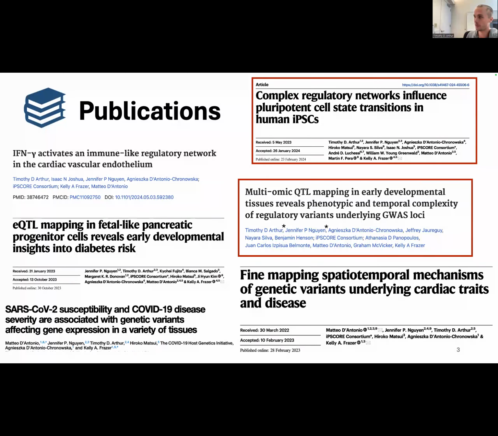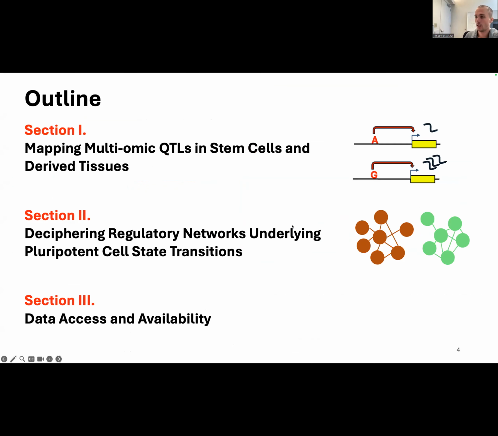iPSCORE has been very fruitful for the Fraser Lab. There have been over 20 publications over the past decade that have arisen from data generated from iPSCORE, and today I'll touch on 2 that I am the first author on. So first, I'll be talking about mapping multi-omic QTLs in stem cells and derived tissues. Next, I'll be discussing a paper that's published in Nature Communications that investigates variability across iPSC cell lines based on pluripotent cell state regulatory networks. And finally, I'll discuss data access and availability.